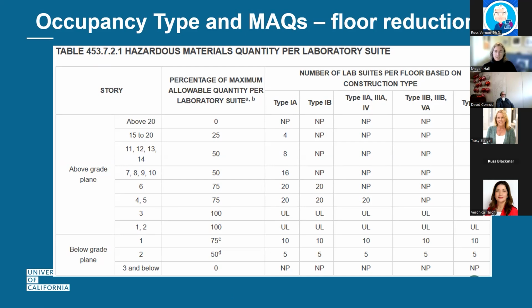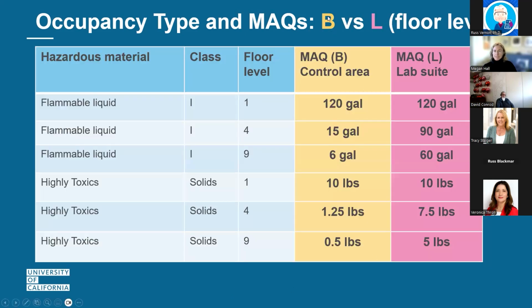Okay, so just a side-by-side example, B in yellow here, L in pink. Let's just look at one example. Flammable liquids class 1, aggregate, that would be like isopropanol, ethanol, methanol. On the first floor, group B, you get 120 gallons, group L, 120 gallons. This is without any sprinklers or cabinet credits. Same, right? But on the fourth floor, you get 15 gallons in your control area versus 90 gallons per lab suite. And you can have 20 of these on the fourth floor, and you can only have 2 in a control area.